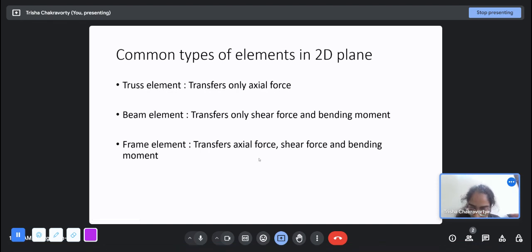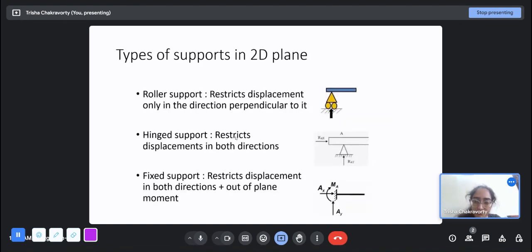That does not, of course, mean that a structure knows beforehand whether it is going to take axial force, shear force, or bending moment. It can undergo any kind of loading, but in a truss there is a certain kind of design that makes sure that every element transfers only axial force, and for the beam element as well.